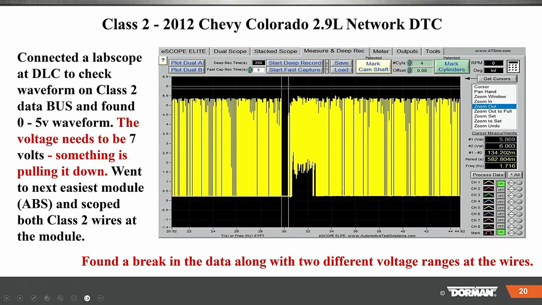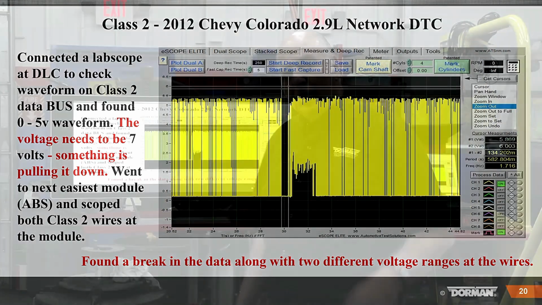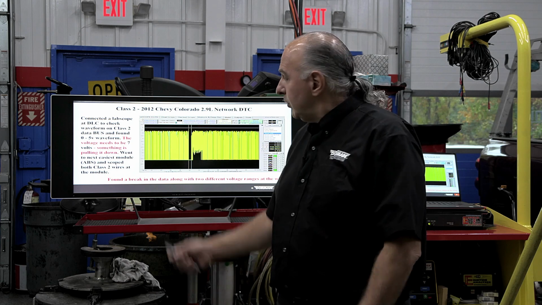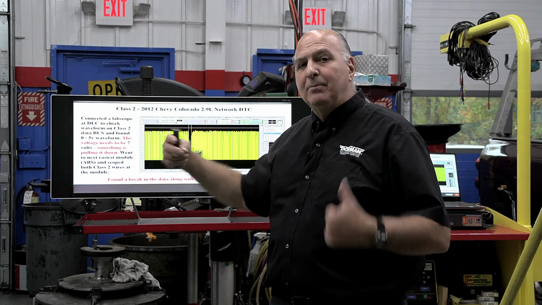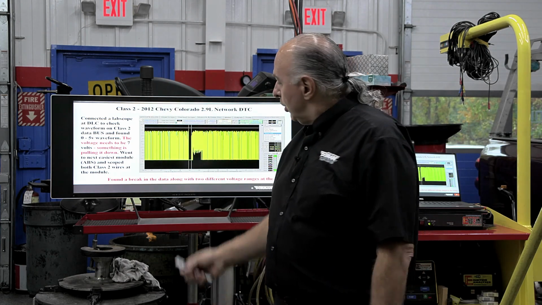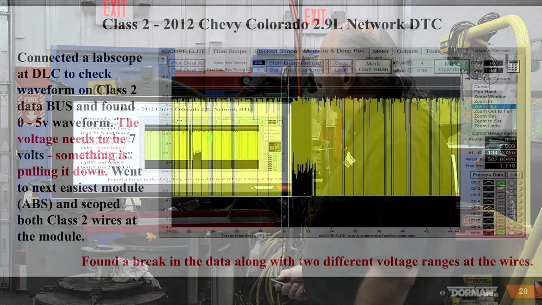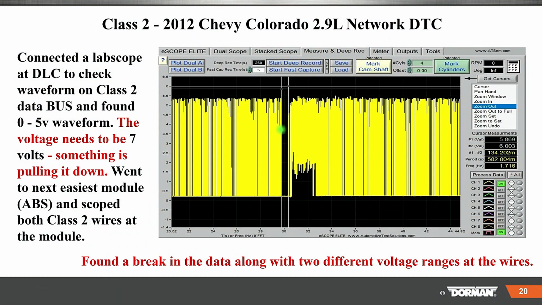So you've got a problem going on for multiple reasons. What are the multiple reasons? 1, we're not reaching the voltage height, the amplitude. 2, we're really not getting a lot of good packets here. You don't want a whole bunch of stuff.